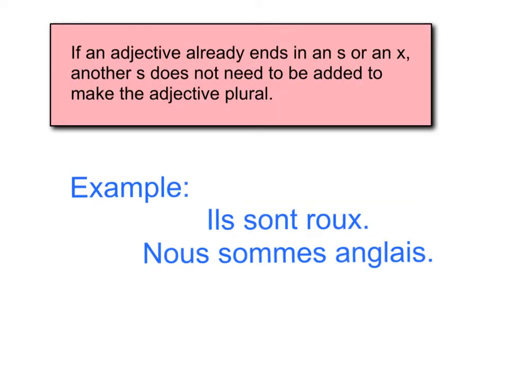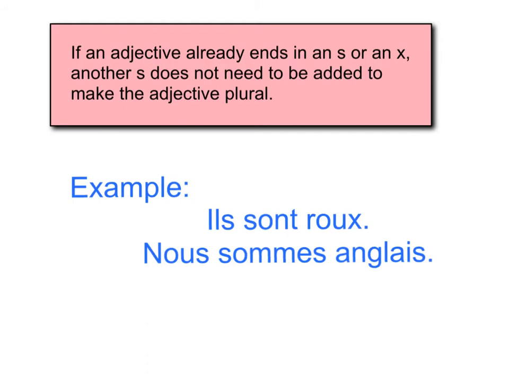One thing to note, however, if an adjective already ends in an S or an X, you don't need to add another S to make the adjective plural. Just like feminine words, if it already ends in an E, you don't need to add another one. So if it already ends in an S or an X, leave it alone. Ils sont roux, nous sommes anglais. We don't need to add anything.